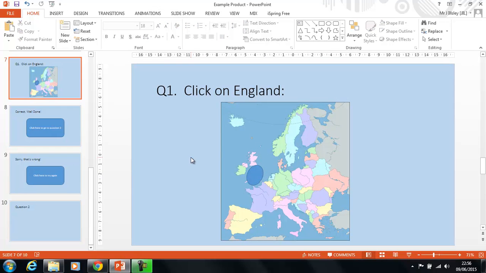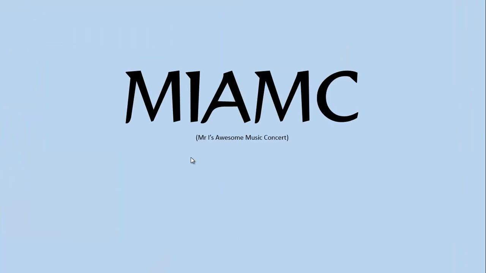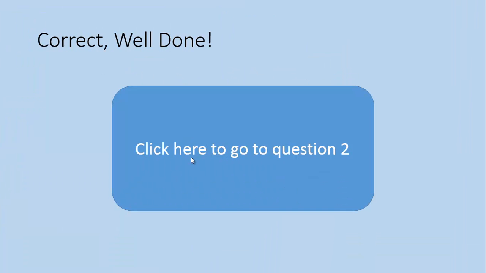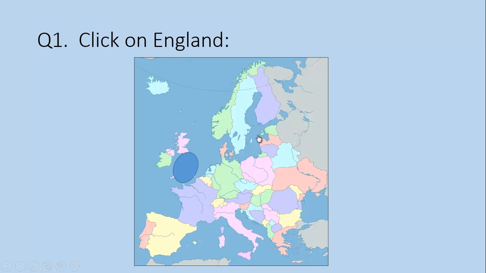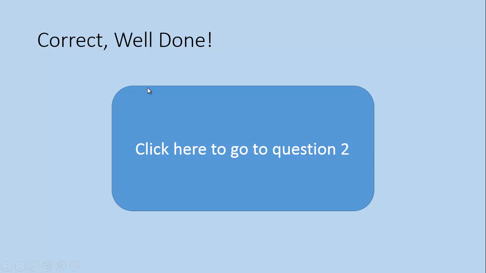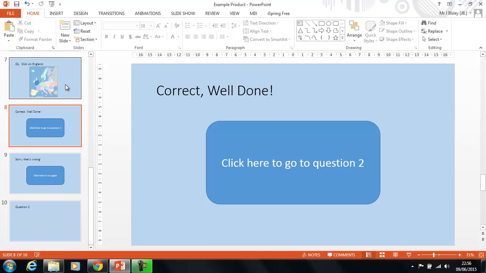Once we've done that, we can test it. So we'll run the slideshow, we'll skip forward to the right slide. There we go. Now if somebody clicks on the picture, it should go to the wrong slide. If they click there, it should go to the correct slide. So we click on the picture, sorry that's wrong, click here to try again. If they click on this bit, it goes to the correct well done slide. So we can be sure now that that's working.